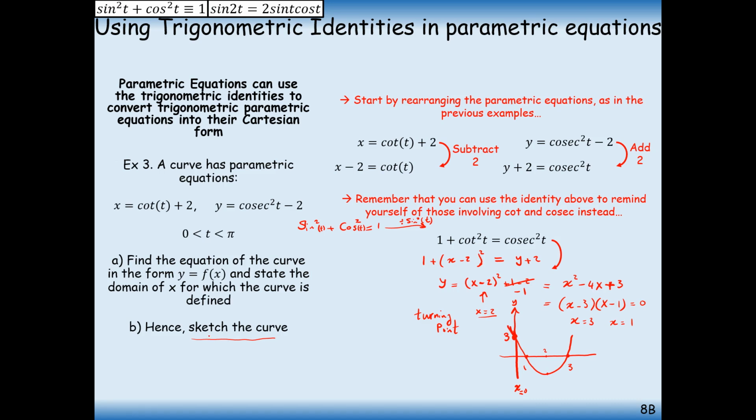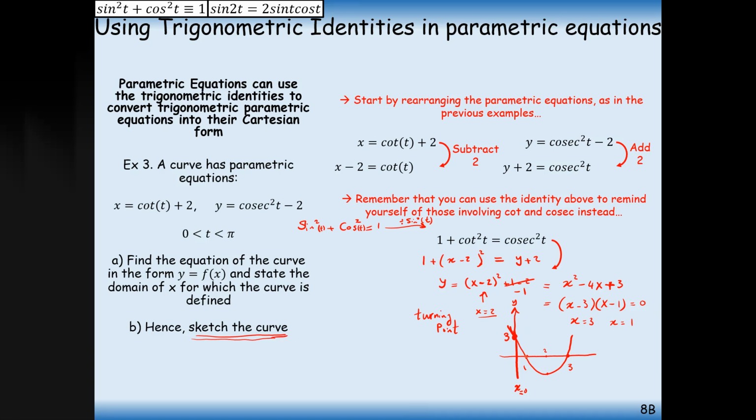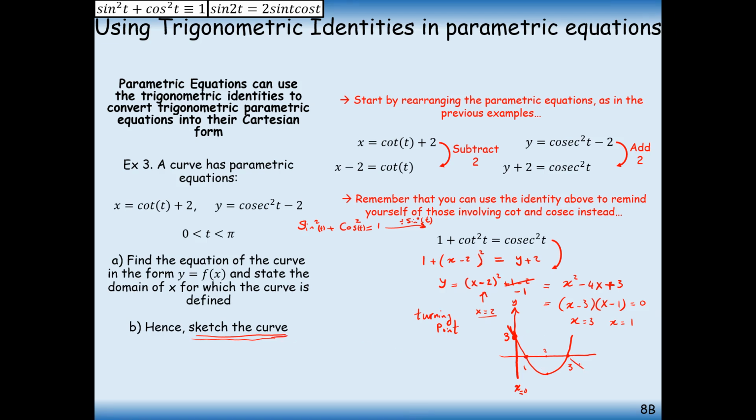Every time you are asked to sketch a curve, you don't have to be accurate, but you do have to point out where the intersection points are with the x and y axes. So make sure you do give the intersection points as I did over here on the graph.